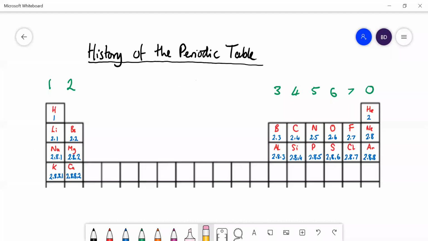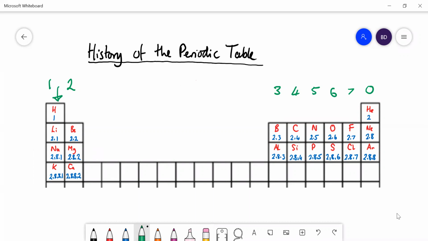Okay, we're going to talk about the history of the periodic table. So in front of you there, I've just put a modern periodic table, part of it anyway. And we know that elements with similar properties appear in the same group. So for example, there's group 1. Hydrogen is usually not put in it, but the alkaline metals, lithium, sodium, potassium. Now we know they're in the same group because they have very similar chemical properties.